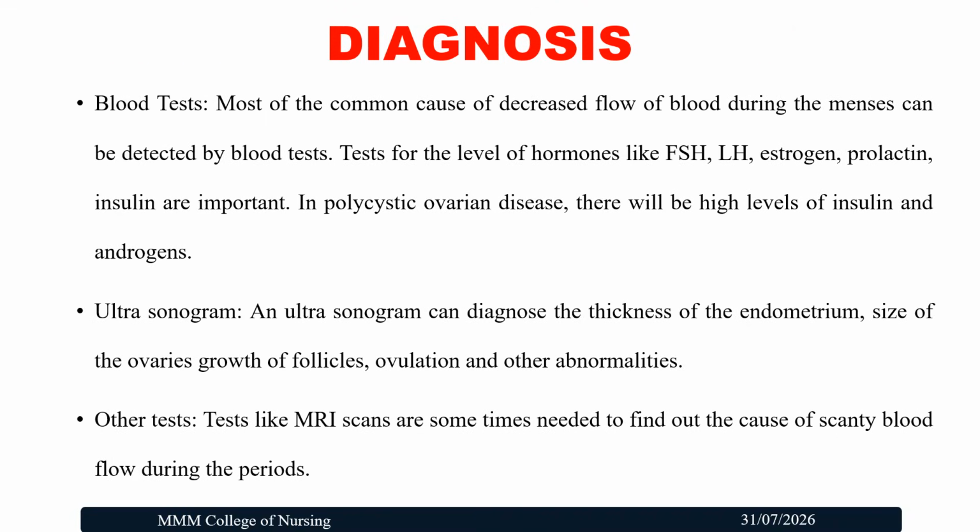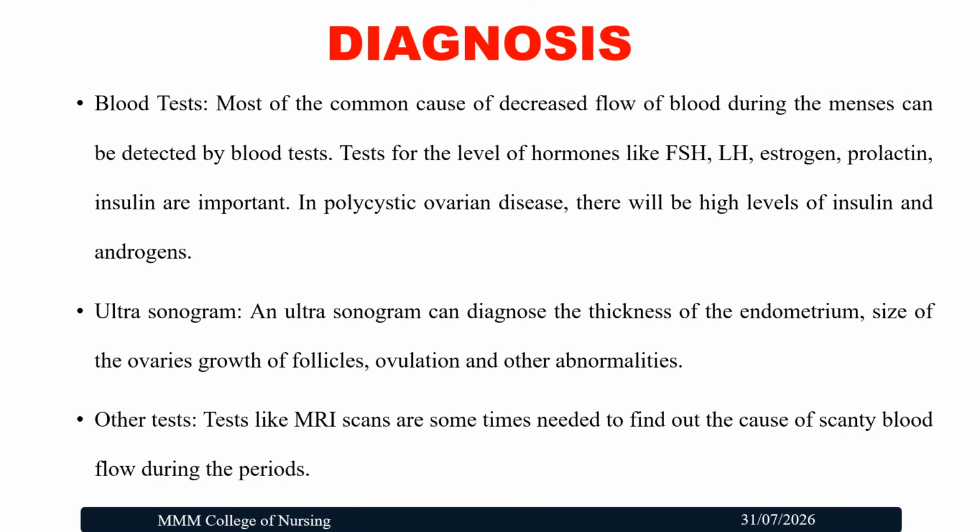Diagnosis of this hypomenorrhea can be done with the help of a blood test, USG and other tests. Under the blood test, the common decreased flow of blood during the menses can be detected. The test includes all levels of hormones like FSH, LH, estrogen, prolactin, and insulin. And if a child or a woman is having PCOD, there will be a high level of insulin and androgen.